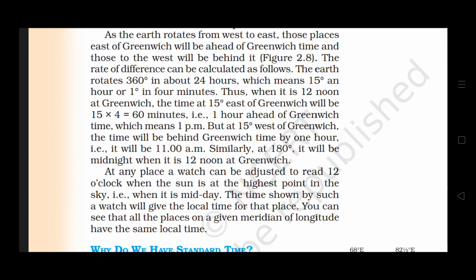Thus, when it is 12 noon at Greenwich, the time at 15 degrees east of Greenwich will be 15 into 4, which equals 60 minutes. That is 1 hour ahead of Greenwich. So that is quite simple maths, which means 1 p.m. That means there is 1 hour difference because 15 degrees has been shifted. But at 15 degrees west of Greenwich, the time will be 1 hour behind, so obviously the time would be 11 a.m. Similarly, at 180 degrees it will be midnight when it is 12 noon at Greenwich.